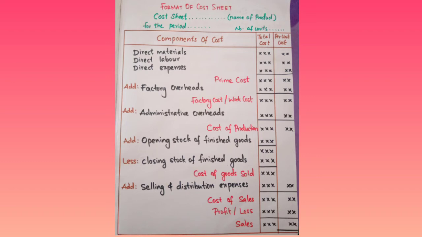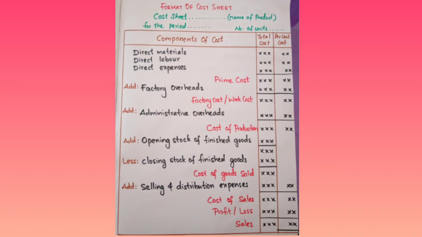In certain questions, they directly give us the amount of total sales. So it's very easy to calculate the profit or loss earned from that production. If the cost of sales is less than the amount of sales, there will be profit, and vice versa, there will be loss. For example, if the sales is 6 lakh and the cost is 5 lakh, the difference is 1 lakh. That means here the cost of sales is less than the sales, so we get 1 lakh as profit. In the opposite case, it will be loss. So this is the format of a normal cost sheet.